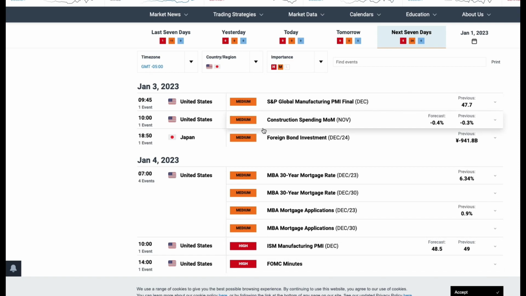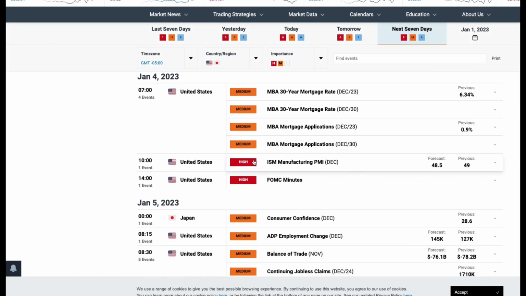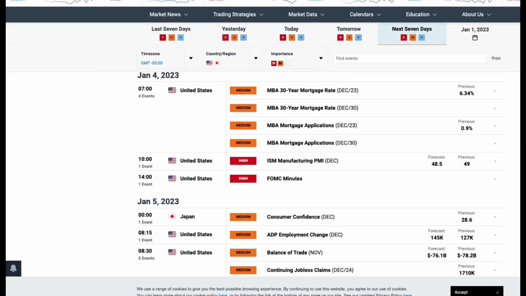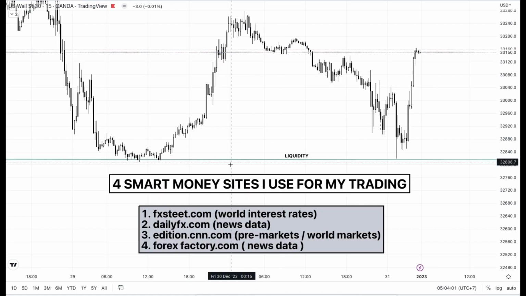I select orange and red folders specifically because those are medium and major impacting news that's actually going to be affecting the market. And that's what's important to us. I have it adjusted to the pairs I trade. So we have orange and red, and that's all you really need to see when you're coming to your economic calendar. So this is dailyfx.com slash economic calendar. So that's the second one.